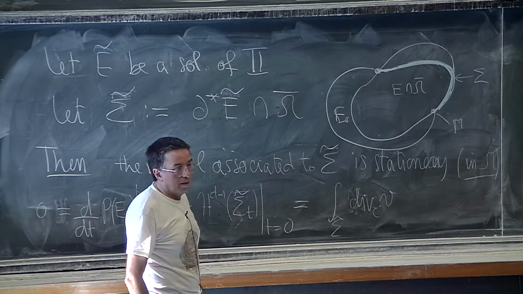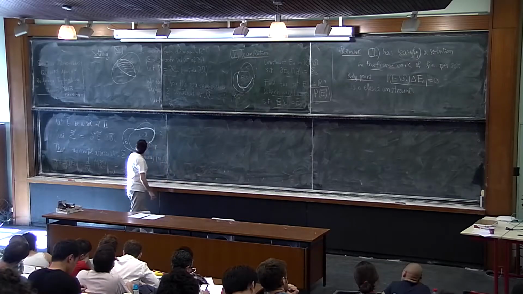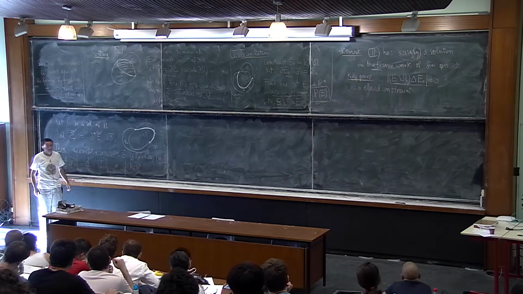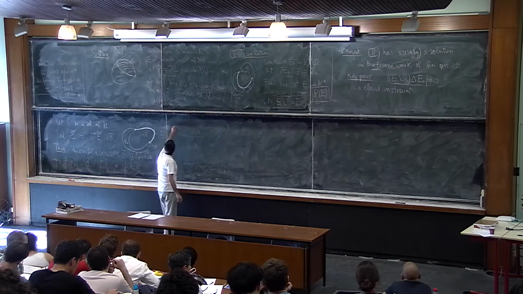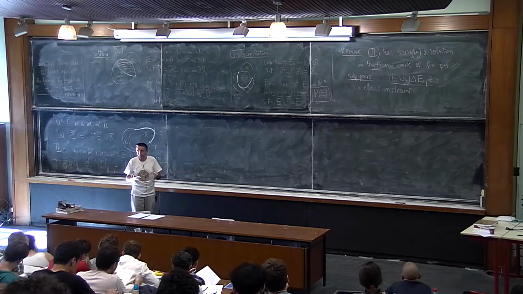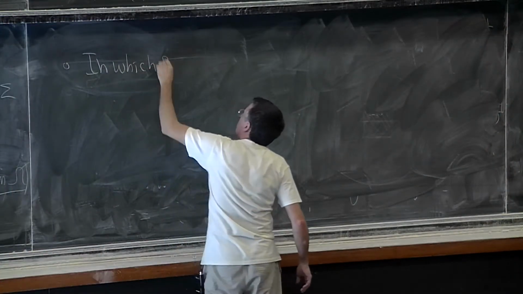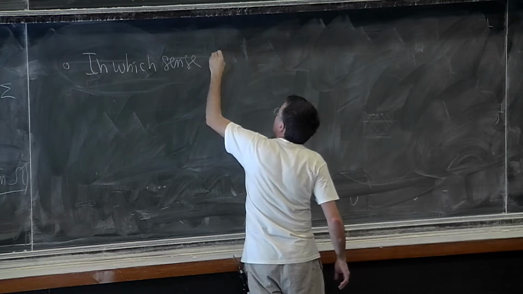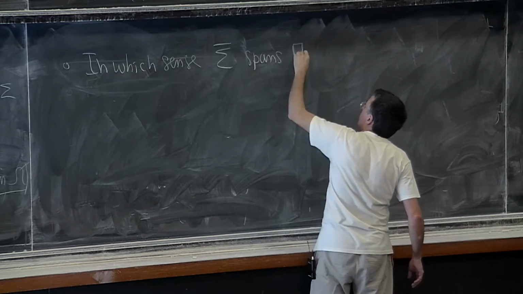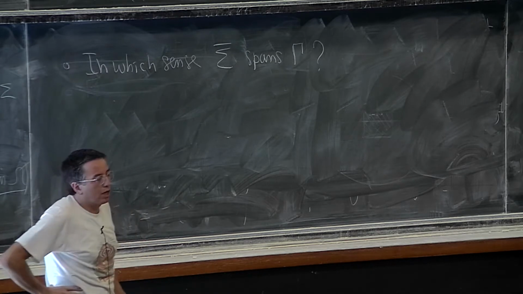Okay? So then the question could be, in which sense, so this is the first question, in which sense do we get a minimal surface? Well, at least in this sense. And then the second question, in which sense does this surface have the right boundary? In some weak sense, of course. And what could it be?